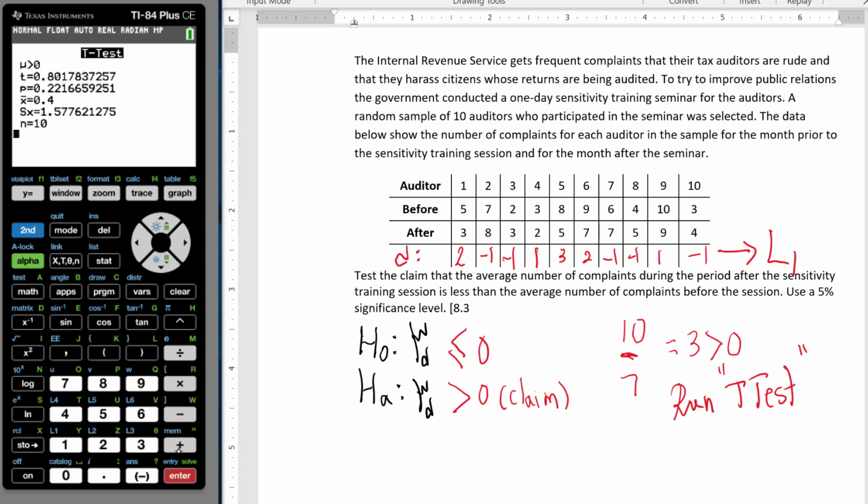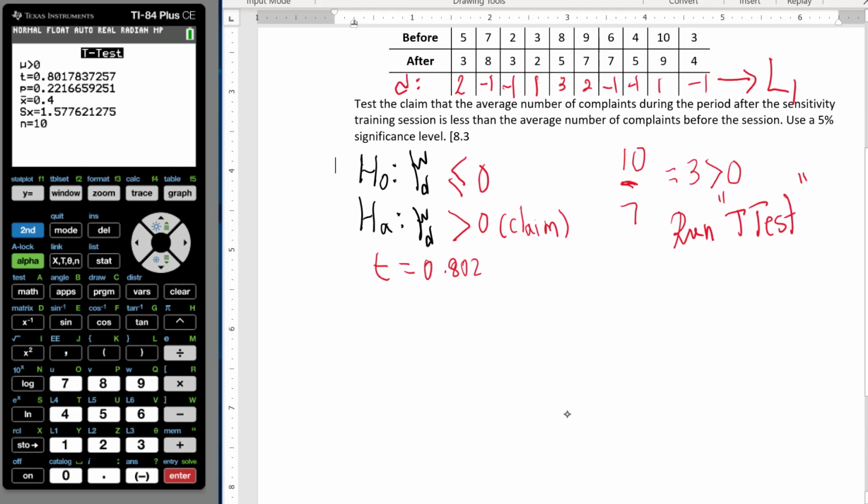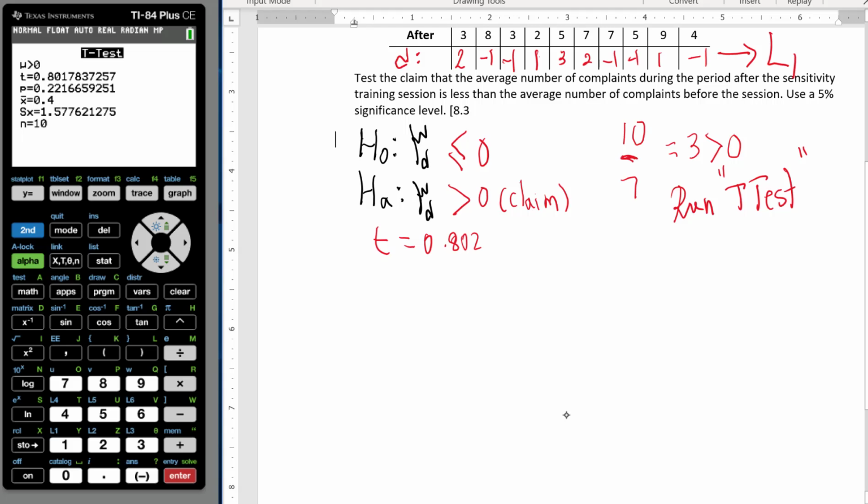And you get t equal to 0.802, to three decimal places, and the p-value, which is 0.2217, which is bigger than alpha. Alpha is 5%. So we fail to reject the null hypothesis.